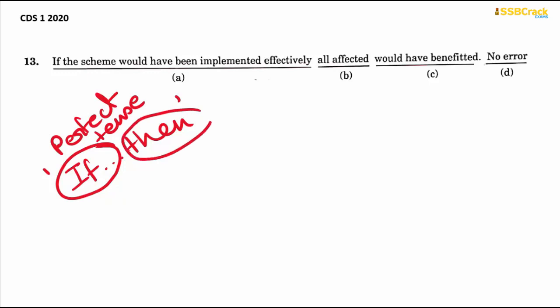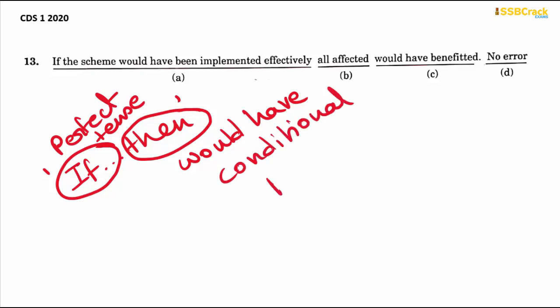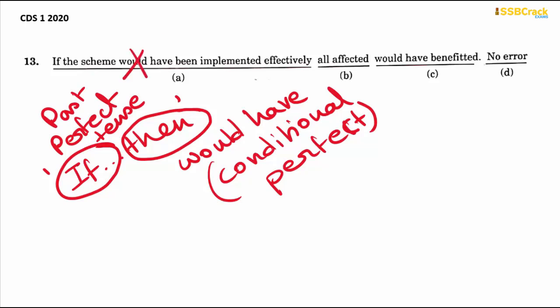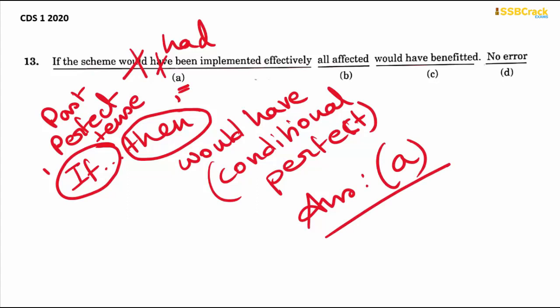Whereas, in the then statement, the verb should have been would have. Okay? So, conditional perfect. Would have is called conditional perfect. Conditional perfect should be used for the then clause, and for if it should always be past perfect tense to be more exact. So, it should be if the scheme, not would, if the scheme had been implemented effectively, all affected would have benefited. Okay, then is implied. Then all affected would have benefited. Okay, so your answer is option A here, because part A of the sentence is having the error of tenses, right?